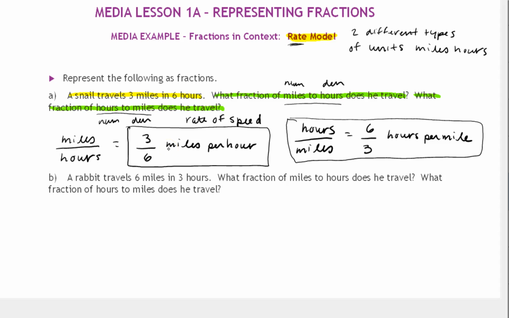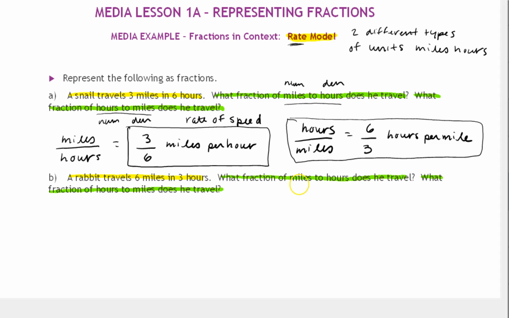So how fast is he going? He goes 1/2 of a mile in an hour. Here we can say it takes him 2 hours to go 1 mile. Okay, it's the same information, but in a different context and a different way to interpret it. So now let's look at the next one, which is very similar, except a rabbit, so he's going faster. A rabbit travels 6 miles in 3 hours. What fraction of miles to hours does he travel? And what fraction of hours to miles does he travel? Notice it's the same two questions as we saw here, but the miles and the hours are different.